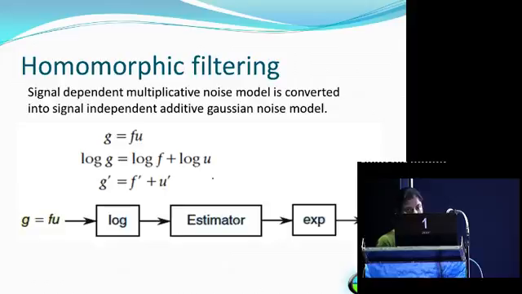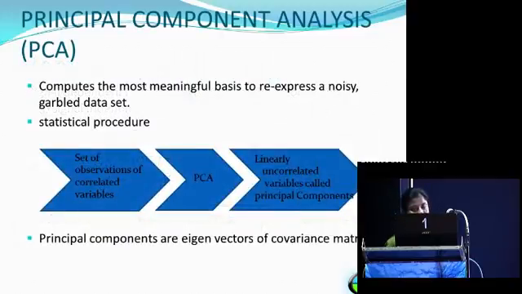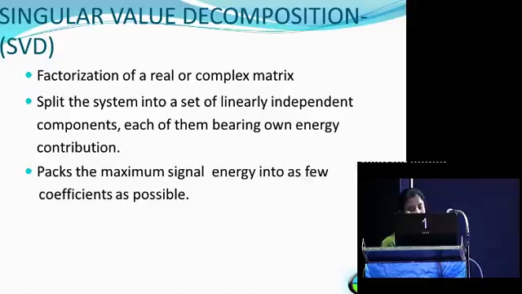So basically I have done the PCA. The basic concept is you have a set of observations of correlated variables. After applying PCA, you get linearly uncorrelated variables, known as the principal components. Usually the principal components are the eigenvectors of a covariance matrix. Moving on to the singular value decomposition, again you have a real or complex matrix, and you get its linearly independent components, and finally you have the energy getting packed into a small number of coefficients.